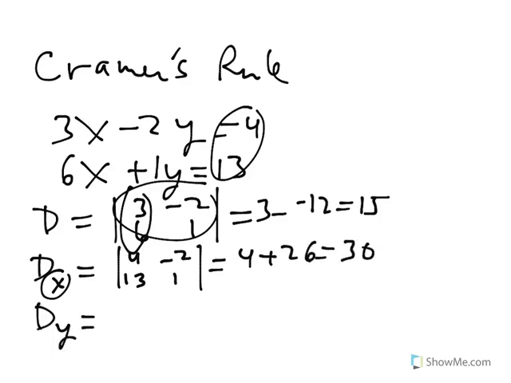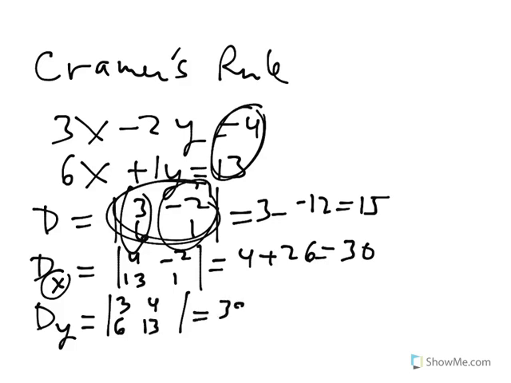And then D with a little y there, that's the determinant of the coefficient matrix after you replace the y column with the two things after the equal sign. So I still have the 3, 6 here, but now I have 4, 13 there. And that becomes 39 minus 24, which is 15.